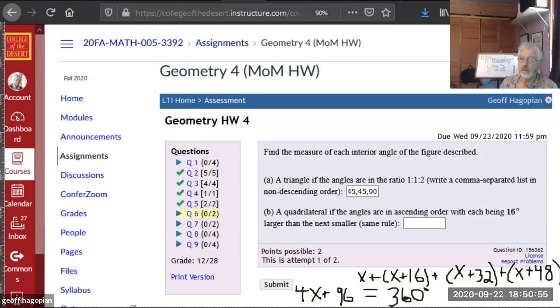Sorry, that's wrong. 360, I'm writing it down, minus 96. I shouldn't try to do these things in my head because I invariably screw up. So this is 264, right? Okay, I knew that. And so I want 1/4 of 264, which is 44? Oh, sorry, 66. Okay, so x is 66, right?